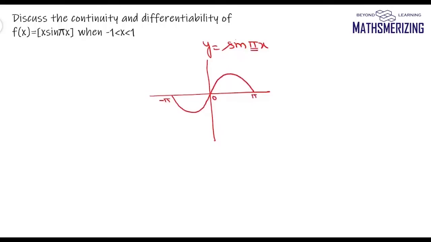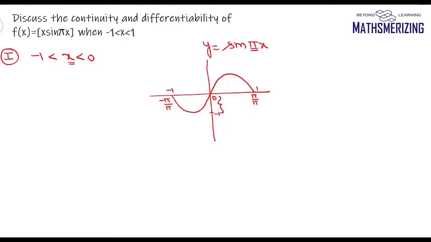Now for sin pi x, I'll divide every value with pi. So now here it will be minus 1, 0 and this one will be plus 1. So I'll take two separate cases. Case 1, when the value of x lies between minus 1 and 0. When x lies between minus 1 and 0, in that case, the value of sin x will also lie between minus 1 and 0.